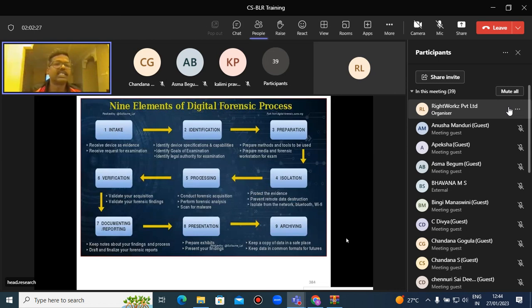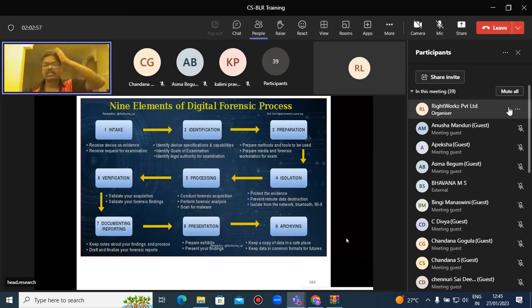The first one is intake. Receive devices as evidence. Receive request for examination. Identification. Identify device specification and capabilities. Identify goals of examination. Identify legal authority for examination. Preparation. Prepare methods and tools to be used. Prepare media and forensic workstation for exam.